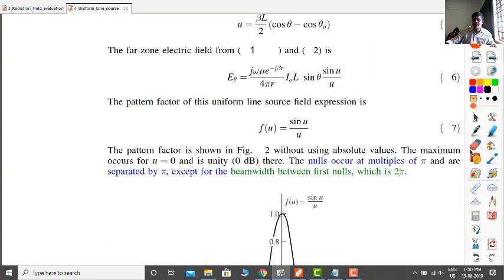The pattern has two functions, one is sin theta, and another trigonometric function is sin u by u. We have taken only the sin u by u into account for all our discussions. We have just neglected the sin theta part. This is the approximation that we have incorporated in this derivation.